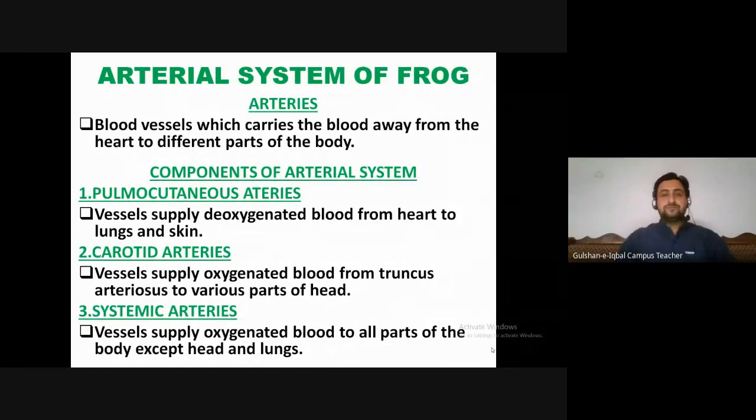So arteries are basically the blood vessels that carry the blood away from the heart to the different parts of the body. And there are three kinds of arteries present in the body. Palmocutaneous arteries carry the blood, especially deoxygenated blood, from the heart to lungs and skin. Carotid artery carries oxygenated blood from truncus arteriosus to the various parts of the head, okay? And then we are having systemic arteries, so they carry the blood, especially oxygenated blood, to all parts of the body except head and lungs.